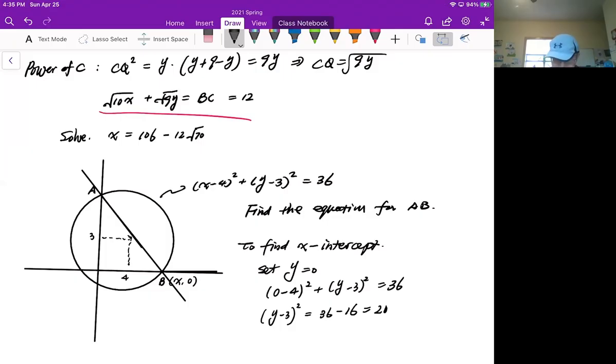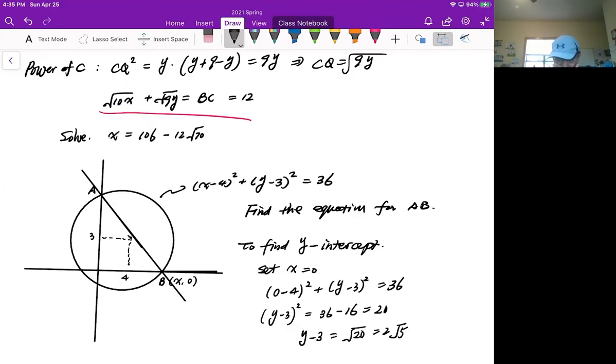Okay, and then I can get what's the y value? Wait a second, I did it the opposite way. So let me switch it that way. I actually set x equal to 0. We're going to do the other one later. So here I'm going to find the y-intercept. That means y minus 3 will be the square root of 20, that's 2 root of 5.